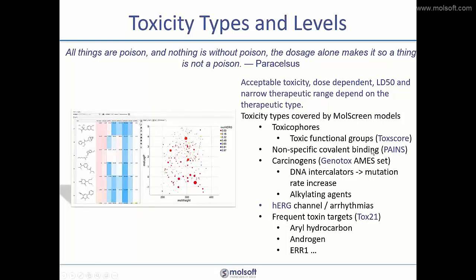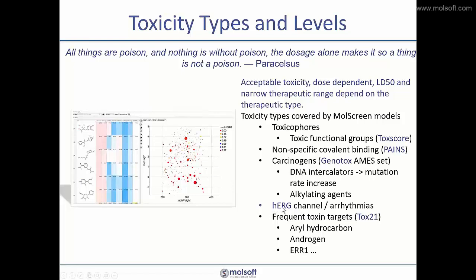We have models called PAINS, which I'll describe later. PAINS was a concept developed by Jonathan Baell at Monash and his team. Basically we use that for toxicity, to identify chemicals that make non-specific covalent binding with other targets in the body, which could be potentially toxic. Then you have tests for carcinogens, obviously the famous Ames test. We have a model called Genotox that will identify whether your molecule is an alkylating agent or a DNA intercalator.